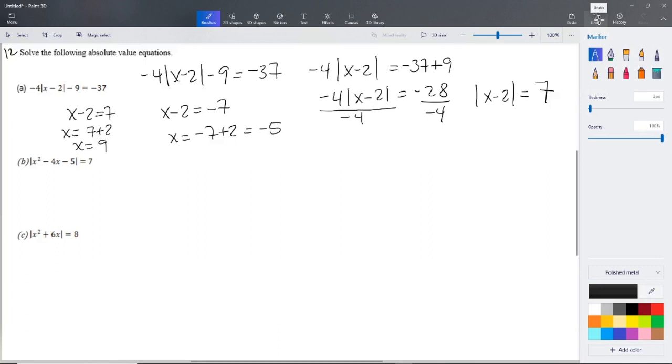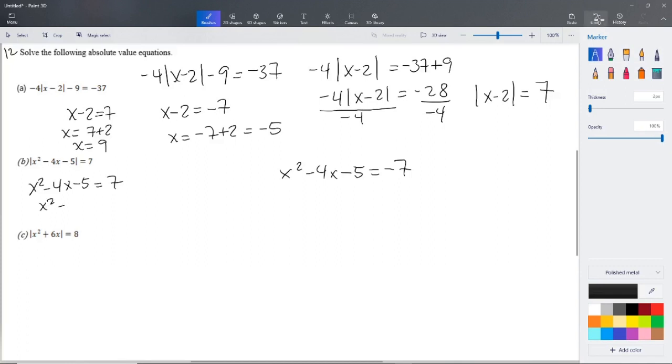All right, part B. It already has the absolute value on the left and a number on the right, and that number is not negative, so this one's ready to go. And so we say x squared minus 4x minus 5 equals 7 is one way to pursue our answer. And then a little bit over here, x squared minus 4x minus 5 equals negative 7. In both cases, we want to bring that 7 or negative 7 from the right to the left so that it equals 0.